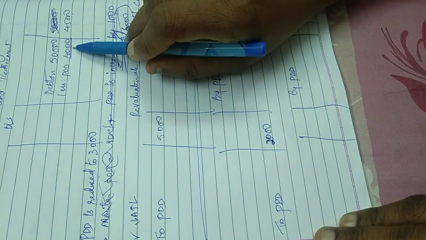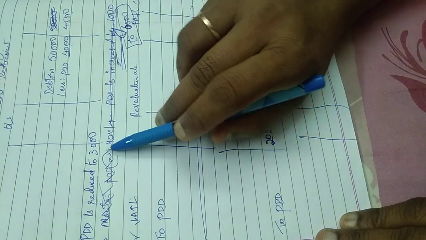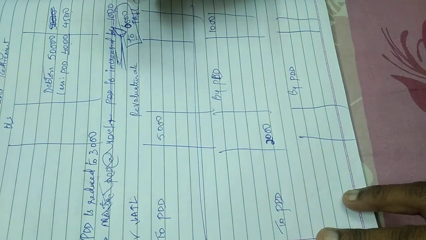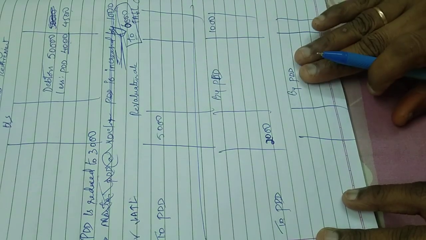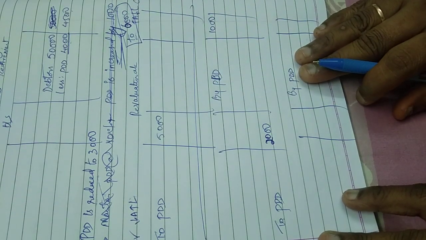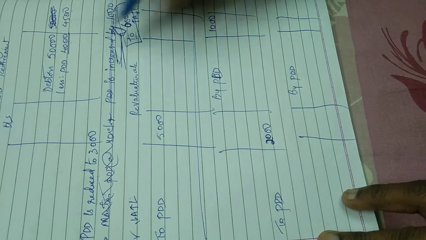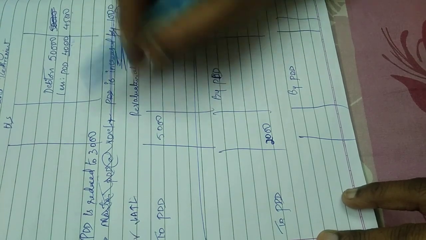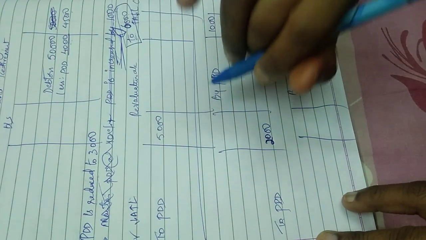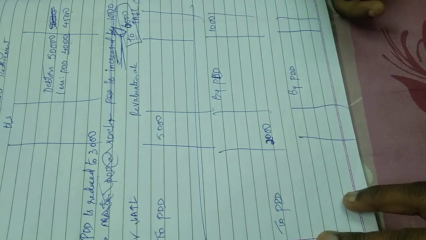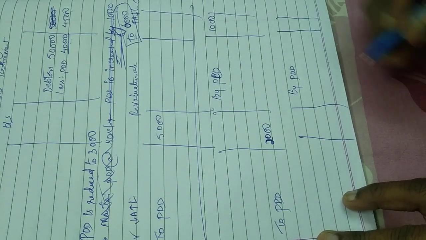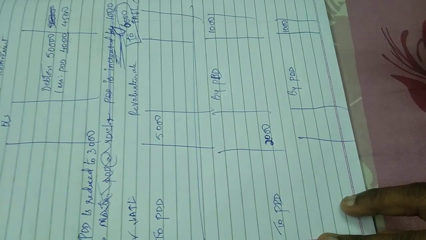Okay. Now how much was your PDD already? 4,000. Now they're asking you to reduce it to 3,000. Reduce means I said write it off on the credit side. Now how much should there be in the box? There was 4,000 in the piggy box. Now they want it to be 3,000. So what will you do? How much will you remove from the box? 1,000. So you will write 1,000.